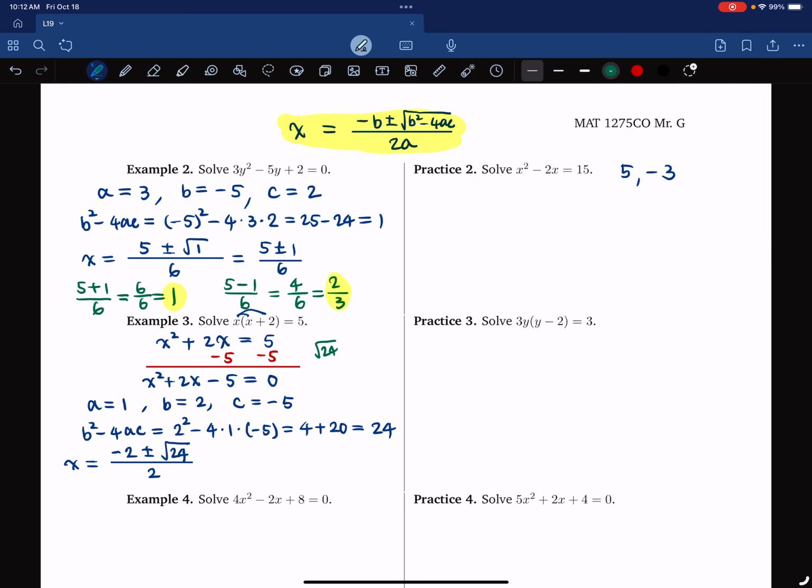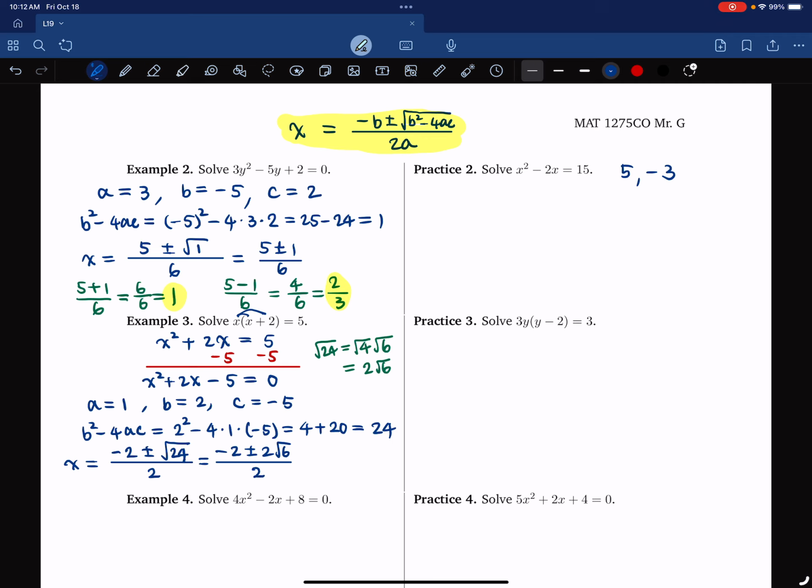Square root of 24 is, you're going to split it. We have done this a lot of times. So it's going to be 4 and 6. And then square root of 4 is 2. So square root of 24 is 2 radical 6. Let's write that. Negative 2 plus minus 2 radical 6 over 2.